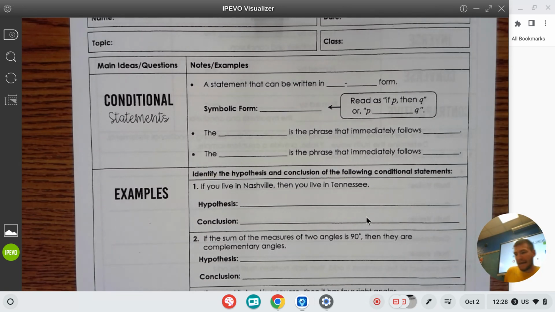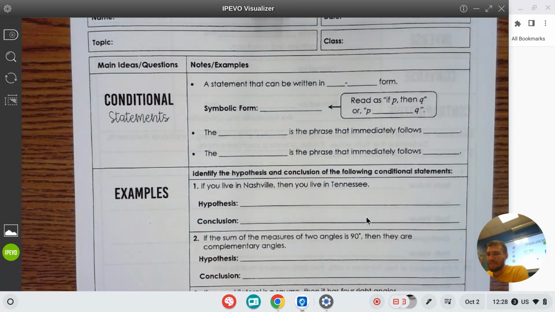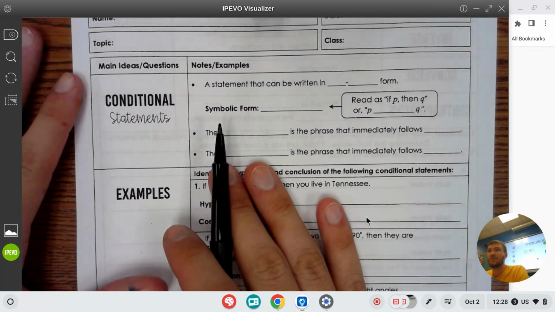All right, welcome back, everybody. We're still in geometry. We are still in a strange unit on logic. We learned about statements already, okay? Statements, the ands, the ors, the p's, the q's.